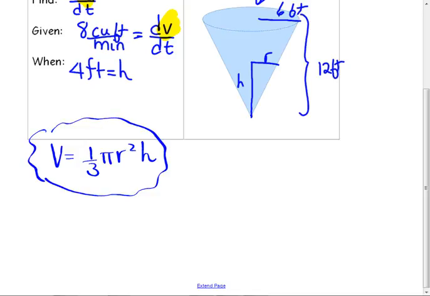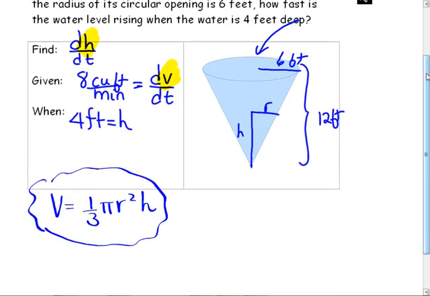Okay. Now, if I want to take the derivative of that, I would have to use the product rule, because r is changing and h is changing. And I'd have to get a dr dt. I don't know anything about dr dt. I just have dh dt and dv dt. I want to get rid of the r's. So we're going to rid ourselves of r.